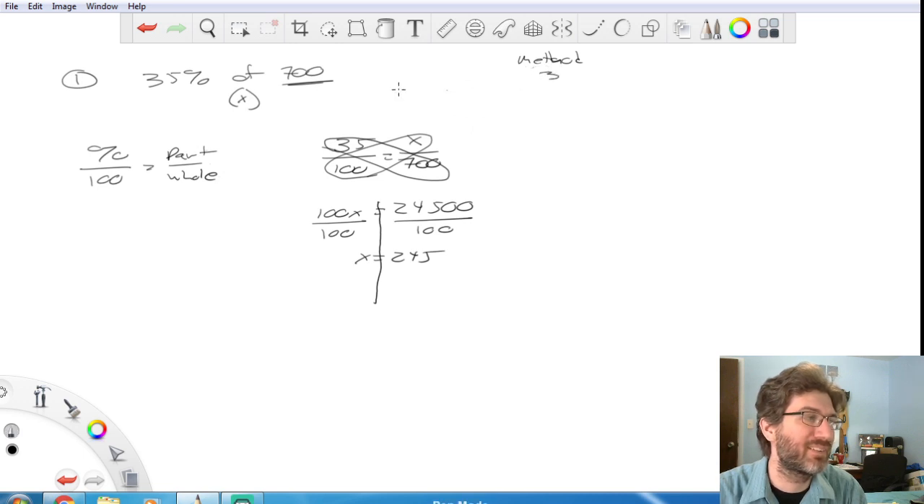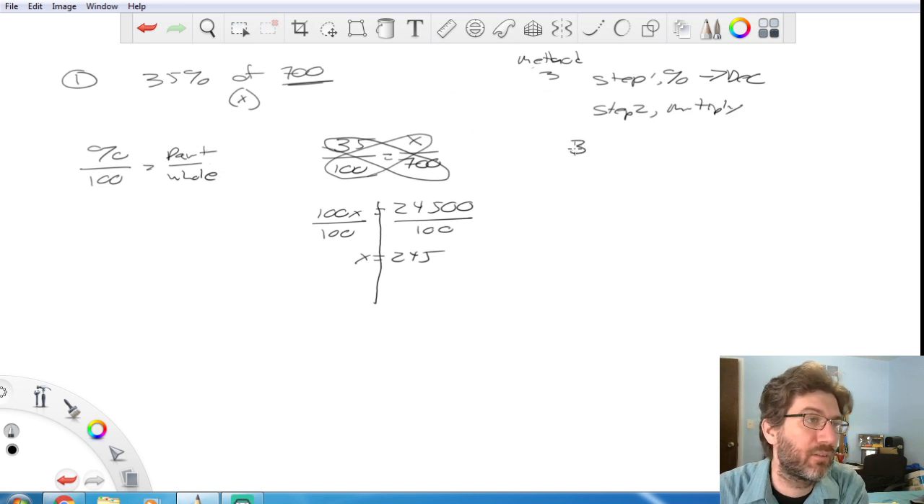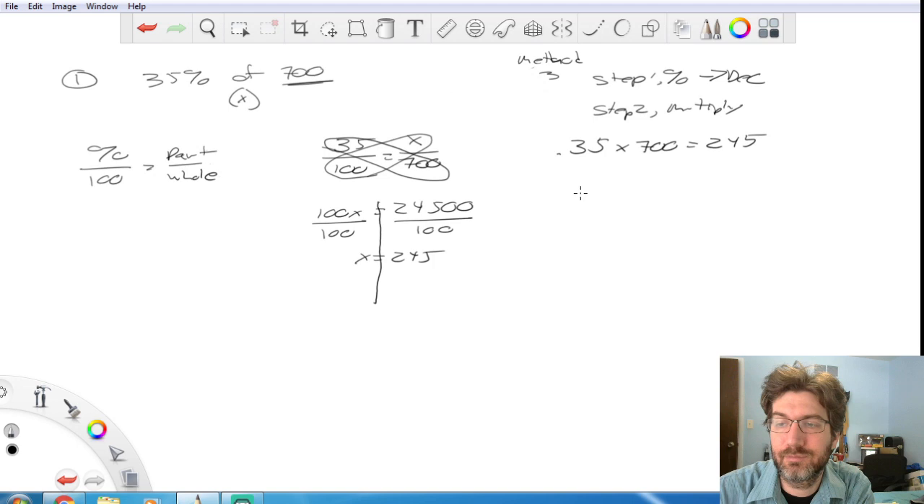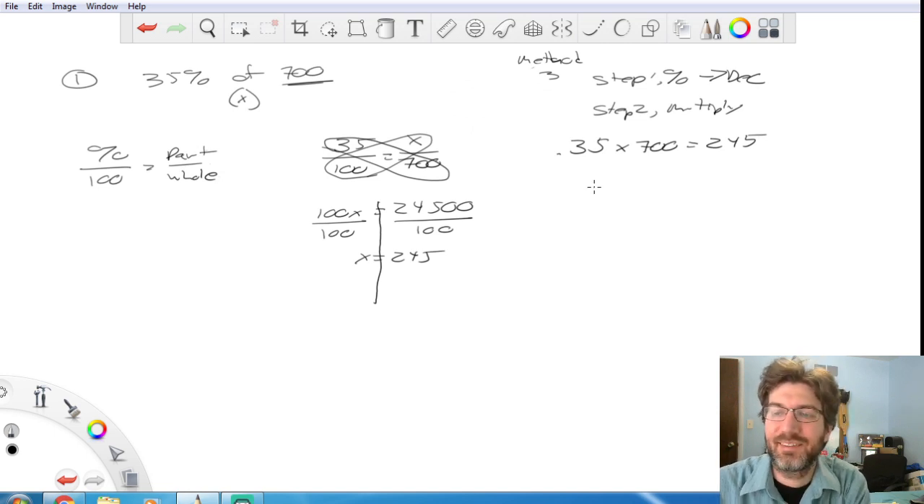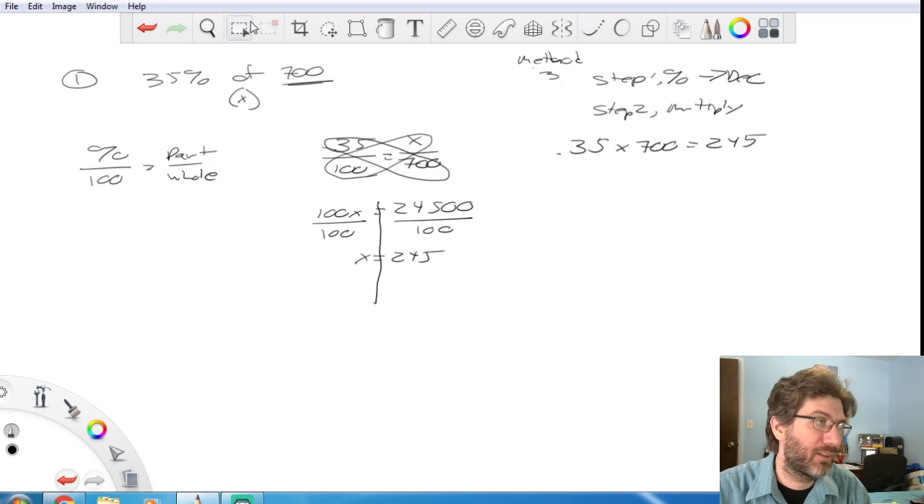I'll show you another way to do these. Step 1, make a decimal: take your percent, turn it into a decimal, and then step 2, multiply. So here that would be 0.35 times 700, which will also equal 245. Different ways. I just showed you number 13. Let me show you 13 again, then I'm going to do number 10 with Anna.